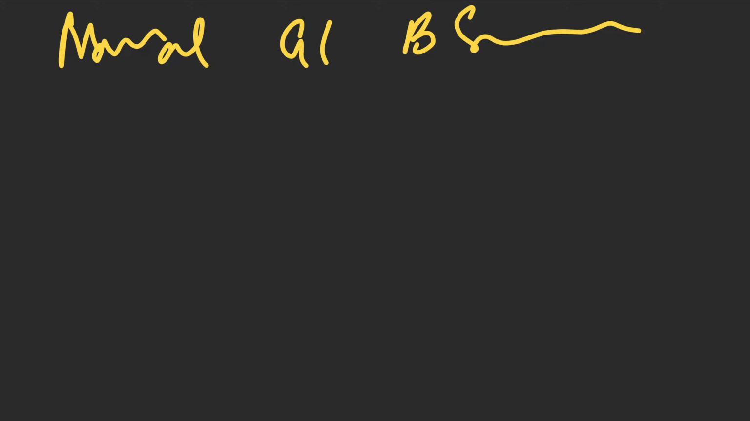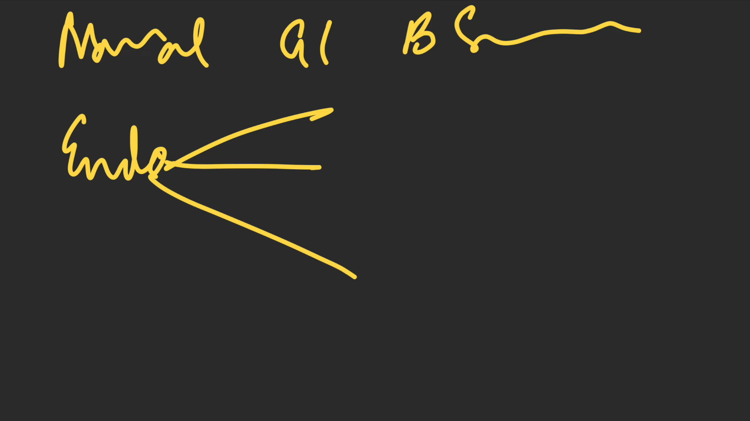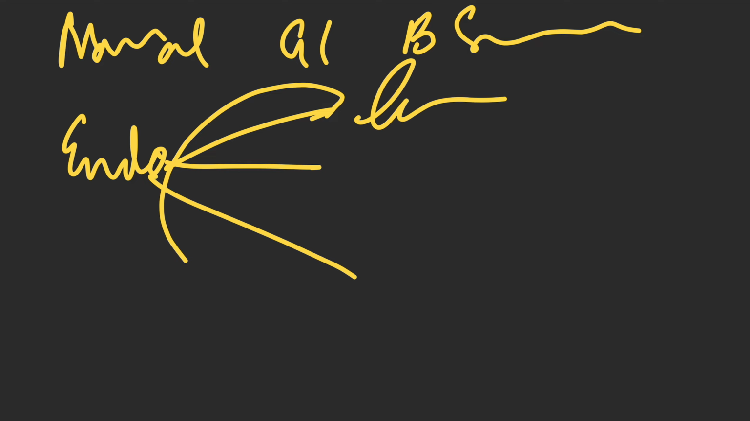Okay, let's start on the normal GI blood supply. Or let's talk about, first of all, what everything in the GI is derived from. So, we are looking at endoderm, which gives rise to three things. Endoderm gives rise to the foregut, the midgut, and the hindgut.